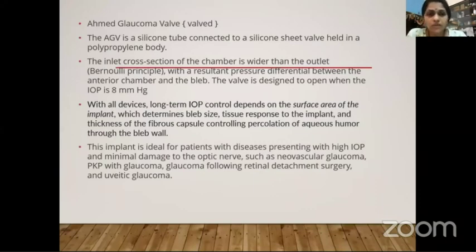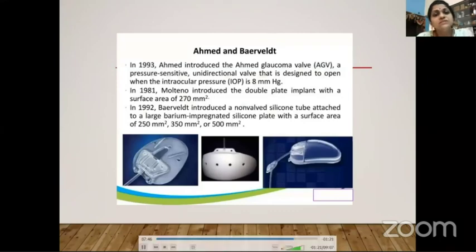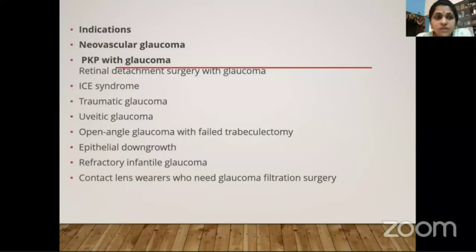With all devices, long-term IOP control depends upon the surface area of the implant, so that the bleb size is predictable. The implant is ideal for patients with high IOP but minimal damage, like an NQT or a PKP with glaucoma, or glaucoma after RD surgery, or a chronic uveitic eye with glaucoma. The Ahmed glaucoma valve is a pressure sensitive unidirectional valve designed to open when the IOP is 8. So we have chances of a hypertensive phase in this, but chances of hypotension are very less because it is valved and there's a control.